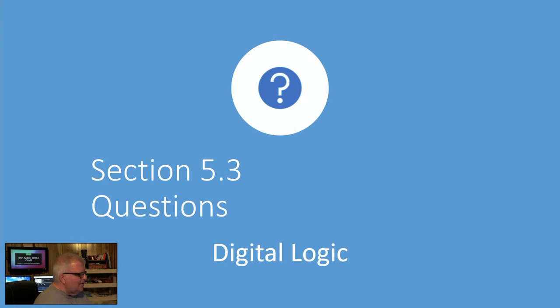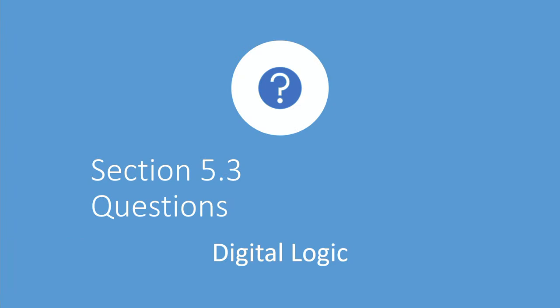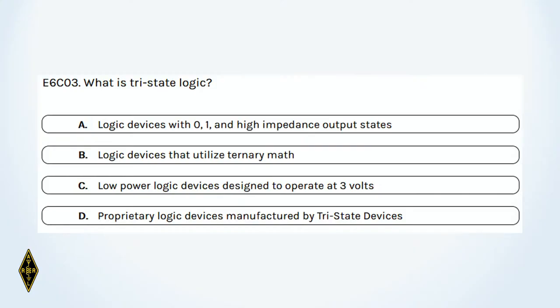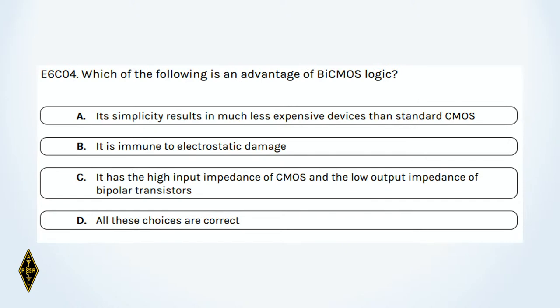Okay, that was a lot of material covered very shallowly. I apologize, but let's see if we can answer some questions here. So, what is tri-state logic? George Washington Bridge. We would hope. Alpha. It is alpha. They're logic devices with a low or zero, a high, one, and a high impedance output state. So which of the following is an advantage of BiCMOS?